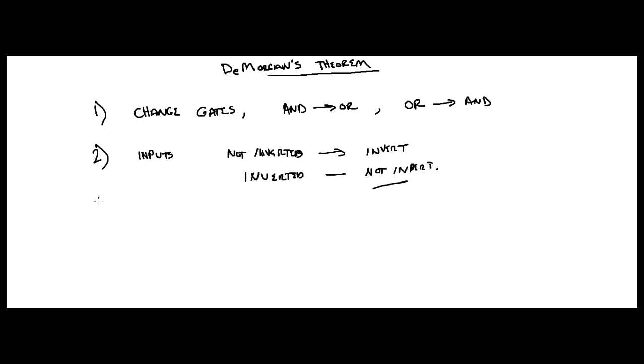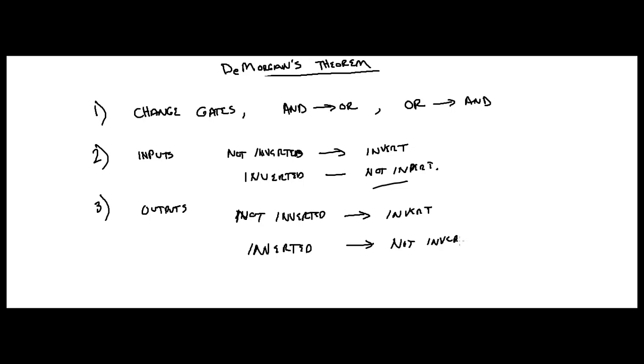Alright, and the same thing goes for your outputs. It's exactly the same thing, right? So if it's not inverted, see why I'm having problems writing this today. My mind's moving too fast. Not inverted, you're going to invert. And if it's inverted, you're going to not invert. Got it? So that pretty much says what has to happen to utilize DeMorgan's theorem to convert gates. Alright?